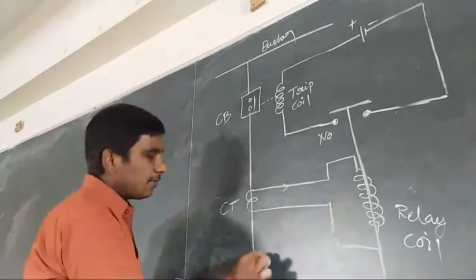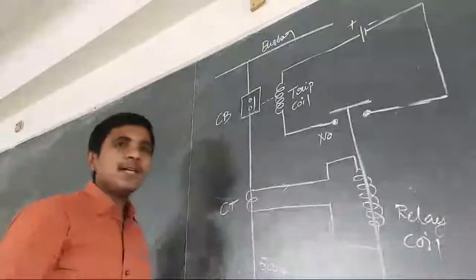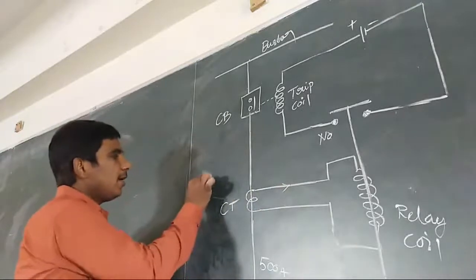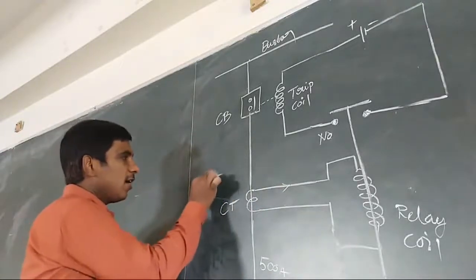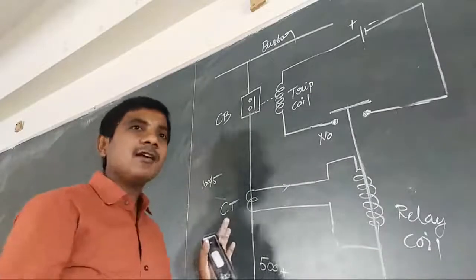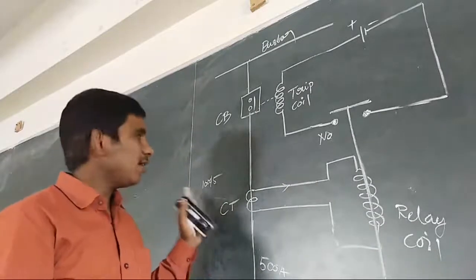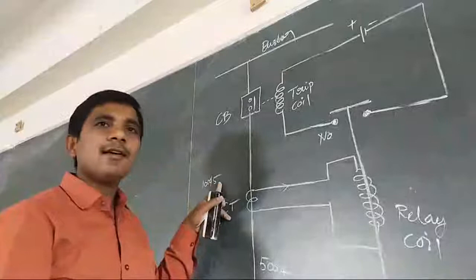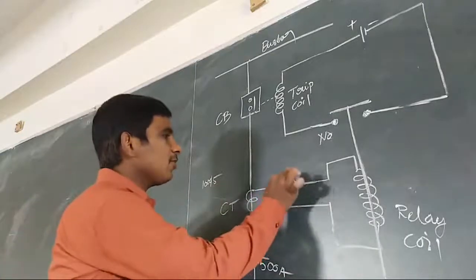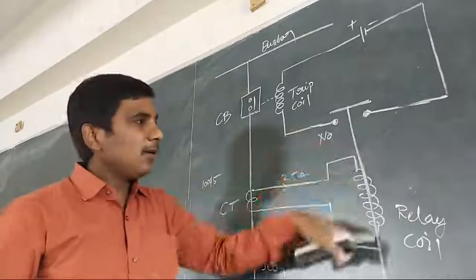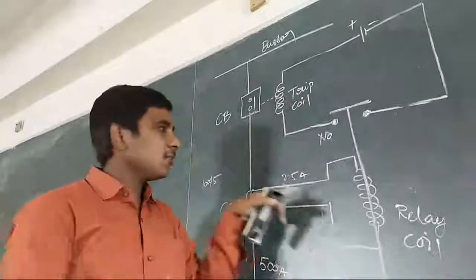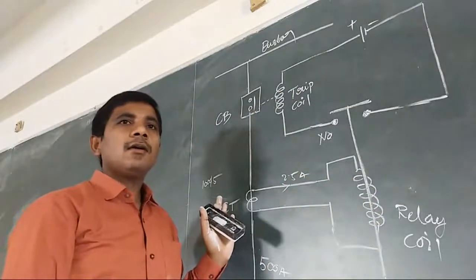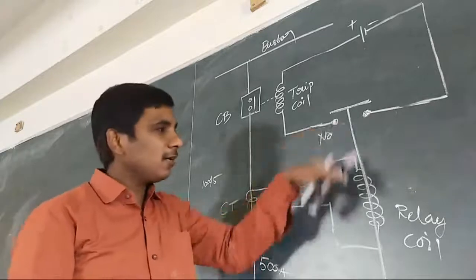Assume that 500 amps is the normal current in a line. CTs always have a ratio like 100 by 5 or 1000 by 5. I told you the CT ratios in the last classes. The standard ratios are 1000 by 5, 100 by 5, 10 by 5. 5 amps is the secondary current. Under 500 amps, 2.5 amps will flow in the relay coil. This plunger is unable to move downwards because 2.5 amps is not enough to move the plunger downward.